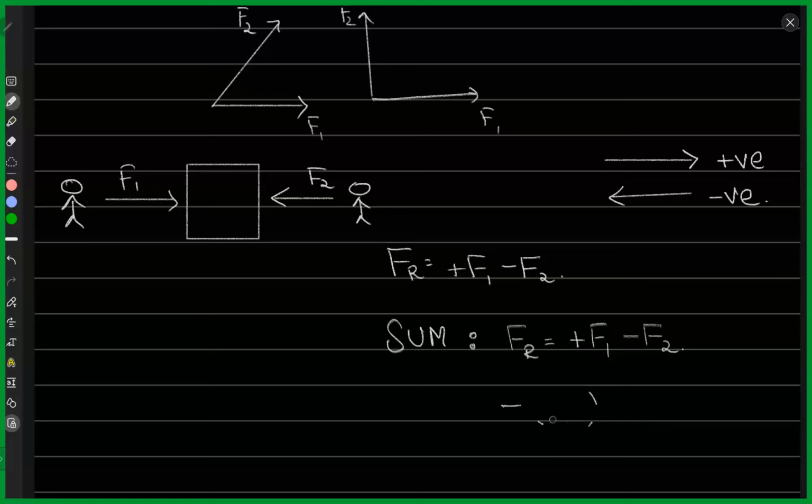Whatever value F2 carries, it carries along with it a negative sign. For example, if F2 was 10 newtons, then because it's to the left, it carries a negative sign with it. So F2 is not 10, but it carries along a negative sign, so that's minus 10 newtons, right? Okay, sir, got it. Hopefully that makes things clear.